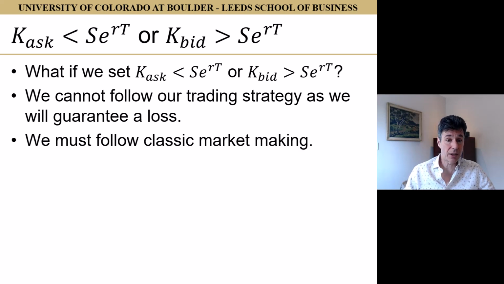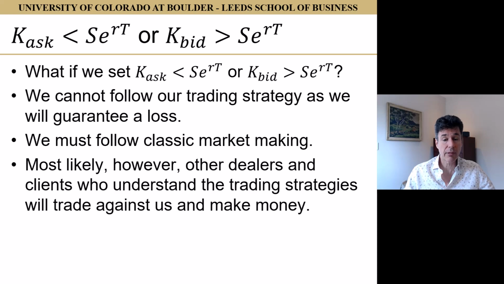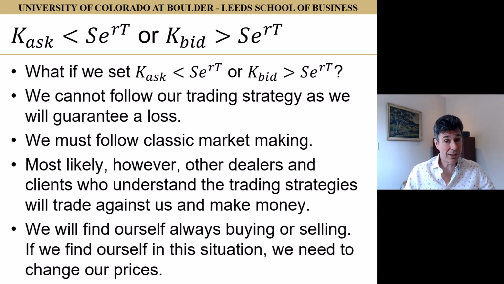We must follow classic market making, meaning that if we buy from a customer, we have to sell to another one, or if we sell to a customer, we have to buy from another one, and so on. So we have to follow classic market making to make the bid-ask spread. But there's a problem. Most likely, dealers or clients who understand the trading strategies will trade against us and make money. We'll find ourselves always buying or always selling. And again, if we find ourselves in that situation, we have to recognize that something's wrong with our prices and we have to change them.